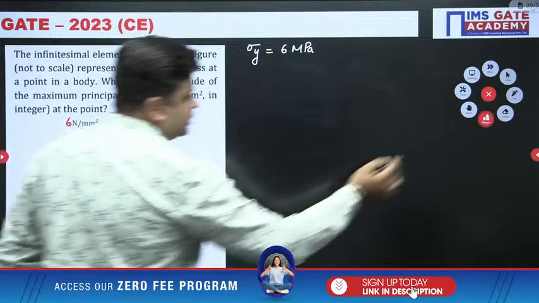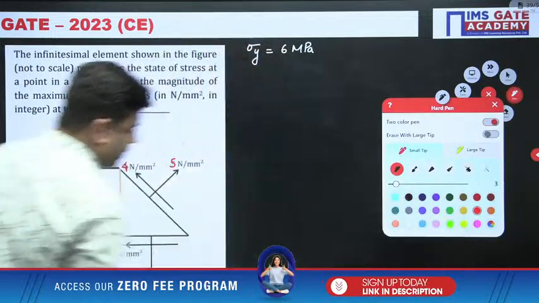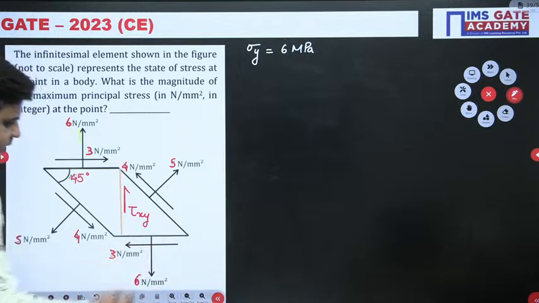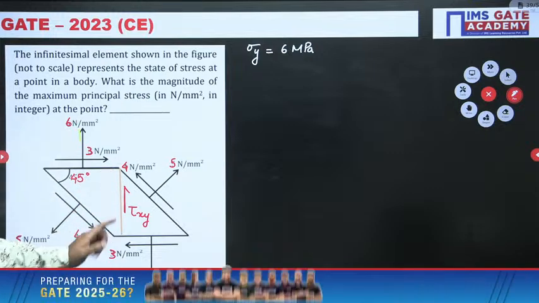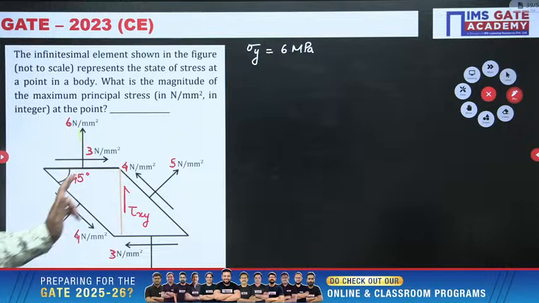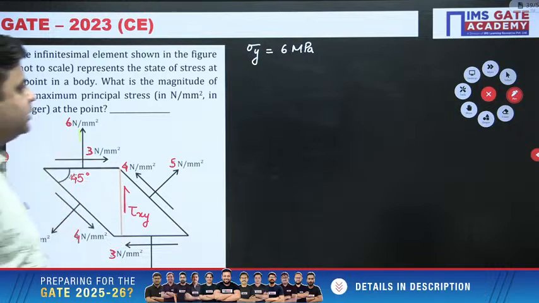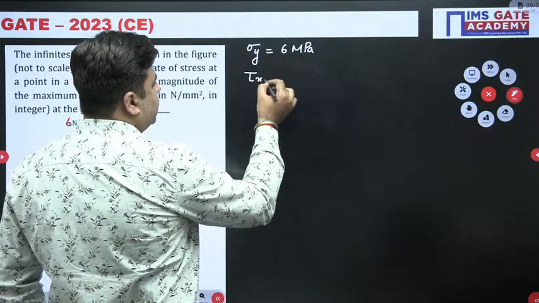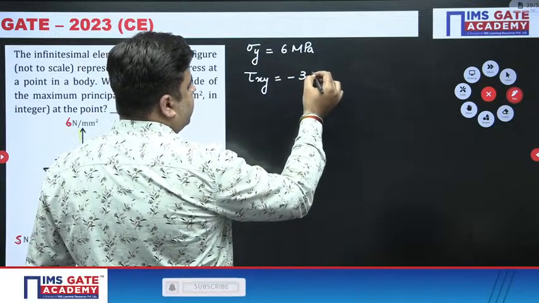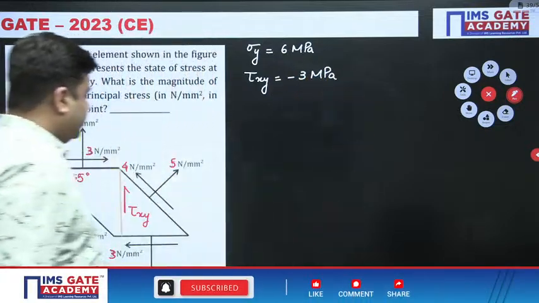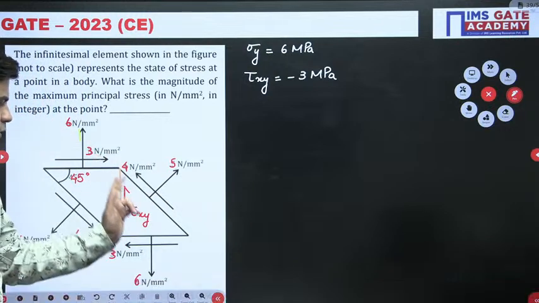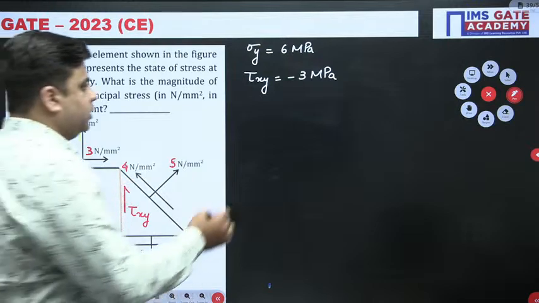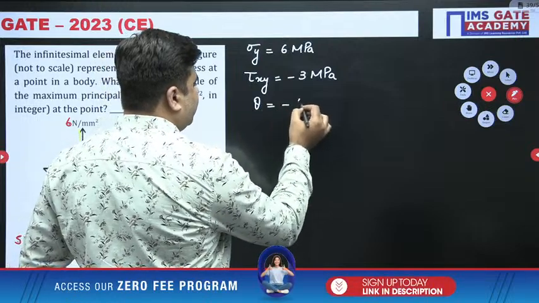So the plane which is perpendicular to this horizontal plane, this vertical plane, over this plane the shear stress will be acting like this. This will be tau xy. And you can see on this reference vertical plane, tau xy is giving the anti-clockwise sense of rotation. So tau xy is given to you as minus 3 megapascal. Then an oblique plane is given to you, and this oblique plane is inclined at 45 degrees in the anti-clockwise direction. So the value of theta is minus 45 degrees.